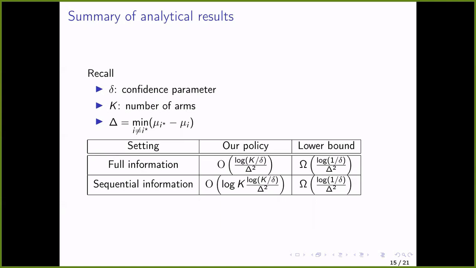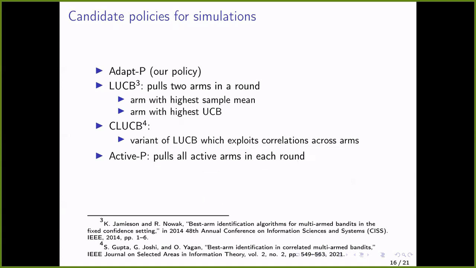We now present some simulation results. We choose the following policies from existing literature to compare with our policy via simulations. Adapt is our policy for the sequential information setting. LUCB pulls 2 arms in each round. CLUCB is a variant of LUCB which exploits correlation across arms. The Act2P algorithm pulls all active arms in each round, where active arms are those arms which are not eliminated.